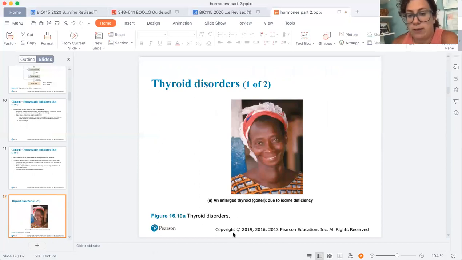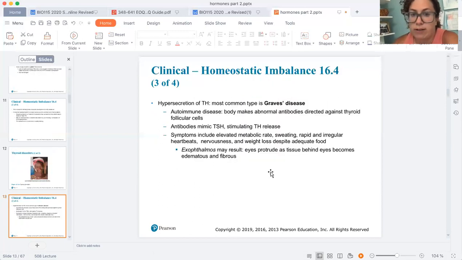So this picture right here, as I said, it doesn't really happen in our country, but it happens in other countries. This right here is not normal. That is goiter. That's enlargement of the thyroid gland.